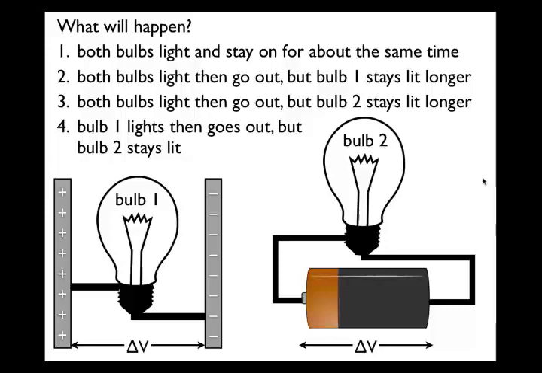Often, in fact, if this were, say, a flashlight battery and a flashlight bulb, it might be days before the bulb actually goes out. And so if you are thinking, well, I'm observing this in a lab for 10 minutes, then the correct answer would be 4. Bulb 1 lights and then goes out, but bulb 2 stays lit. If you're thinking about, I'm observing both of these systems for a year, they will both go out eventually, but 2 will stay lit longer in this situation.